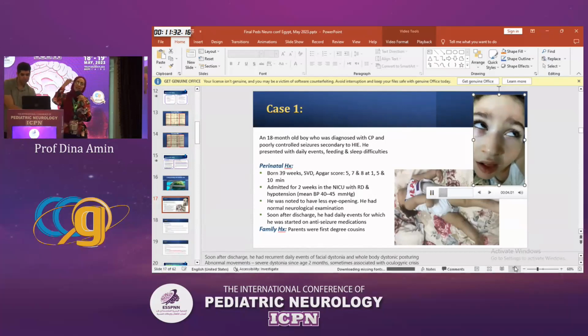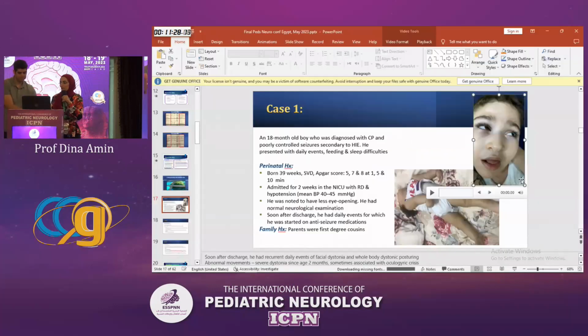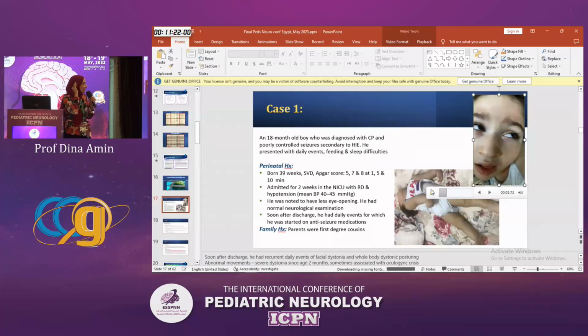Okay, so you can see the eyes are fixed. You can see the eyes are fixed up. He has upward gaze, so this could be seizures. Why not? Okay, let's see. What do you think? Anyone has a clue? Perfect. This is oculogyric crisis.